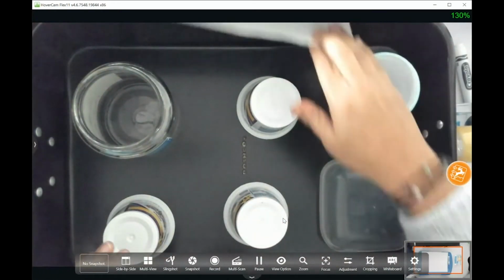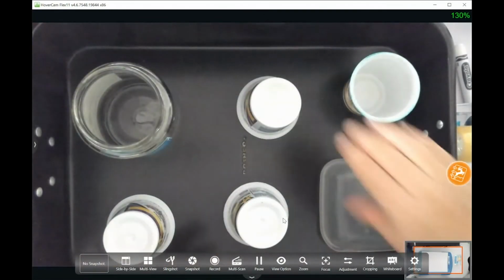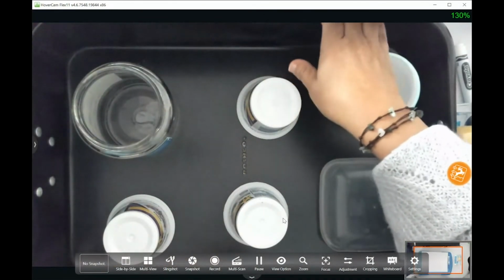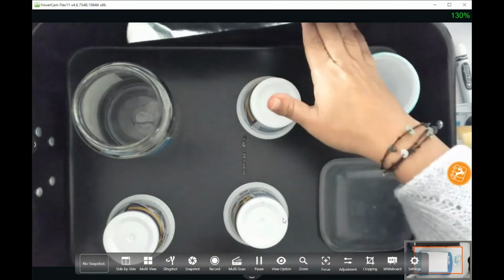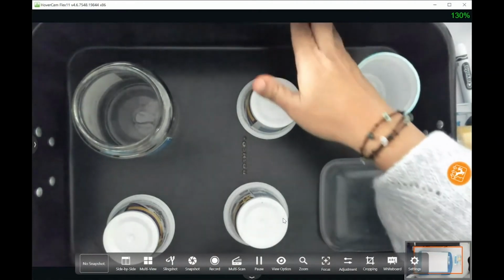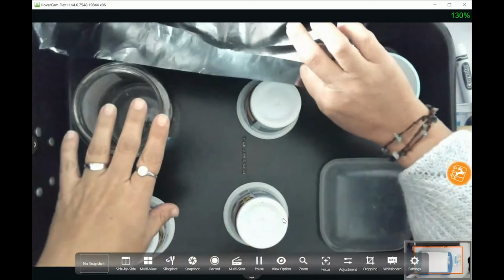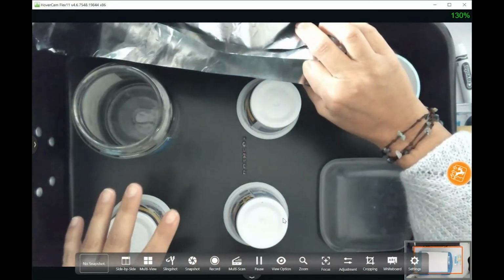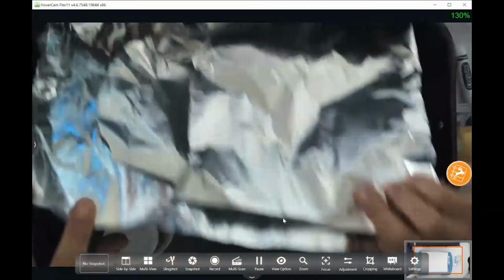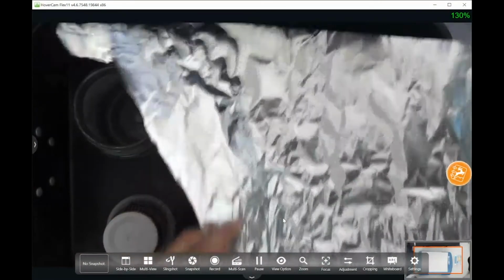Now I'm going to take a sheet of foil. Some of you may not have foil, so you could use a trash bag, a plastic bag, or maybe some saran wrap. But it's going to get a little noisy with this foil, so I'm going to go ahead and cover up my containers. All right, here's my foil.